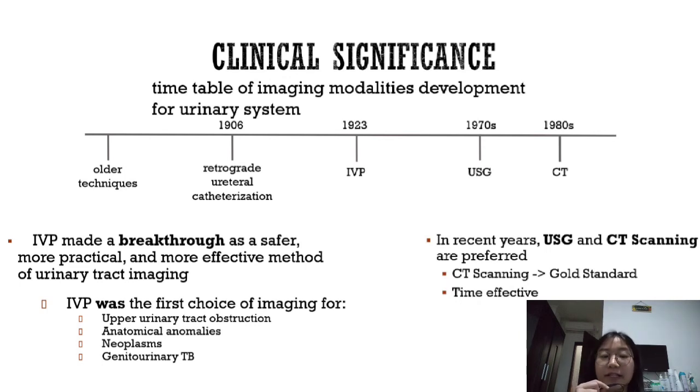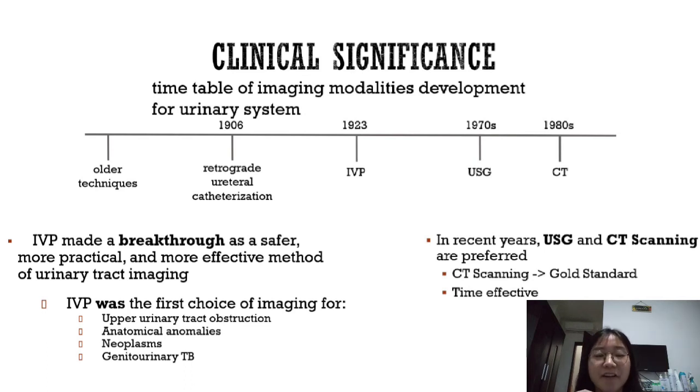We will talk about the clinical significance of IVP to detect urinary system disorders, firstly through this timetable. Before the invention of intravenous pyelography, retrograde urethral catheterization was commonly used to visualize the urinary tract, though the procedure did not always succeed and safety was in question, as it could lead to complications and the results even varied, so it wasn't that dependable.